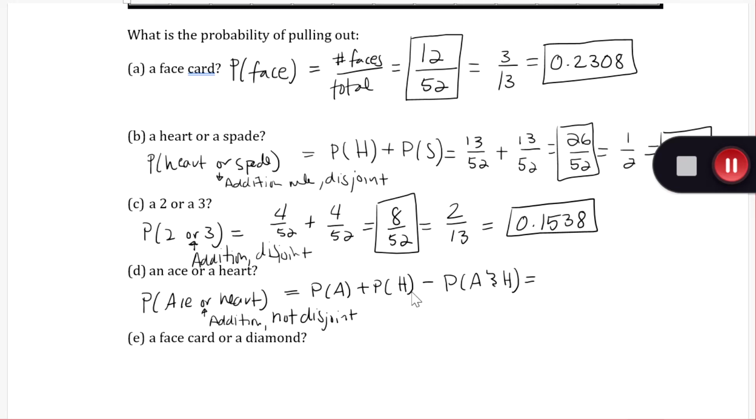So probability of being an ace, there are 4 aces out of a total of 52. Probability of being a heart, there are 13 hearts out of a total of 52, and there's 1 ace of hearts out of 52. So we have 16 out of 52. This reduces to 4/13 and approximates to 0.3077.